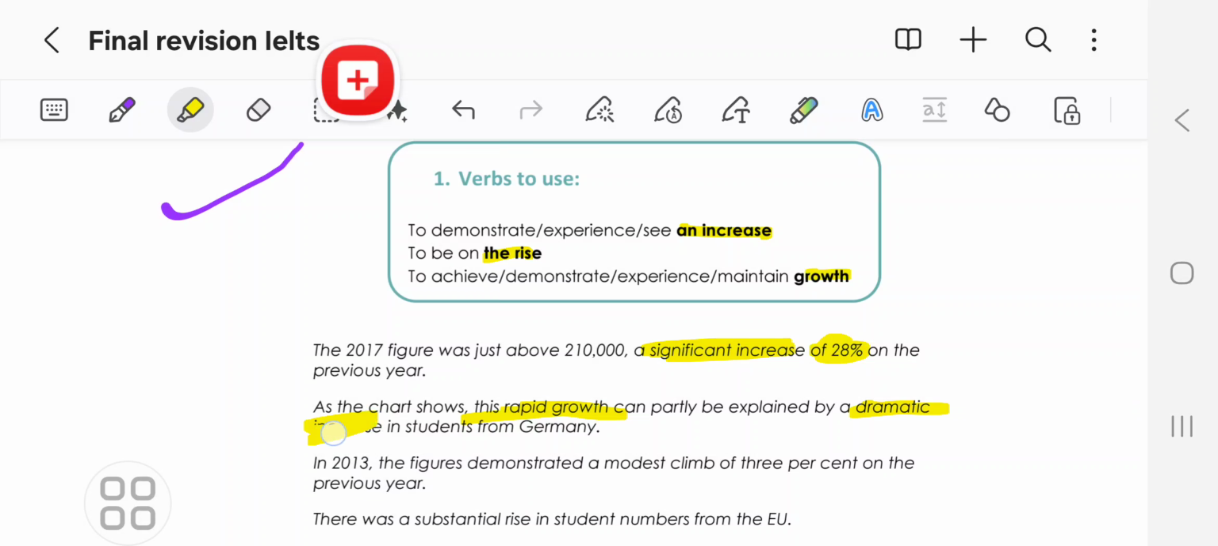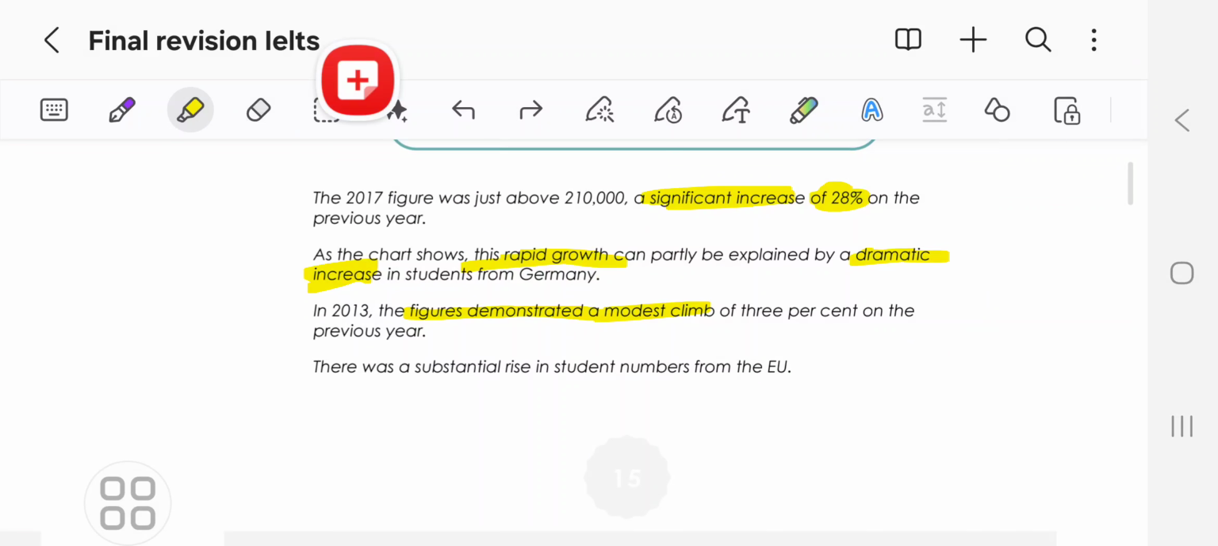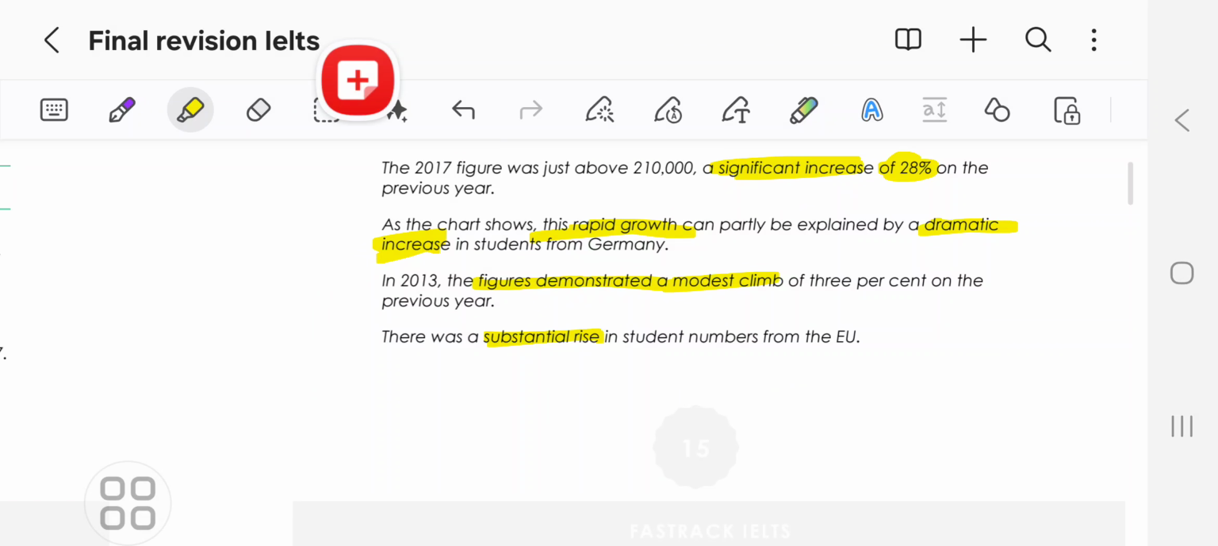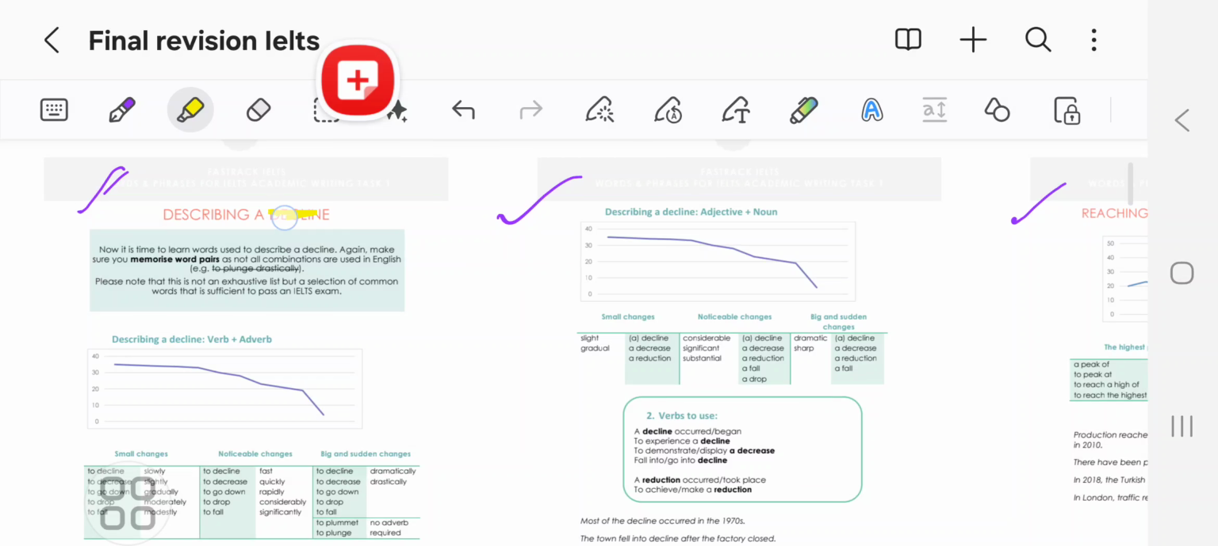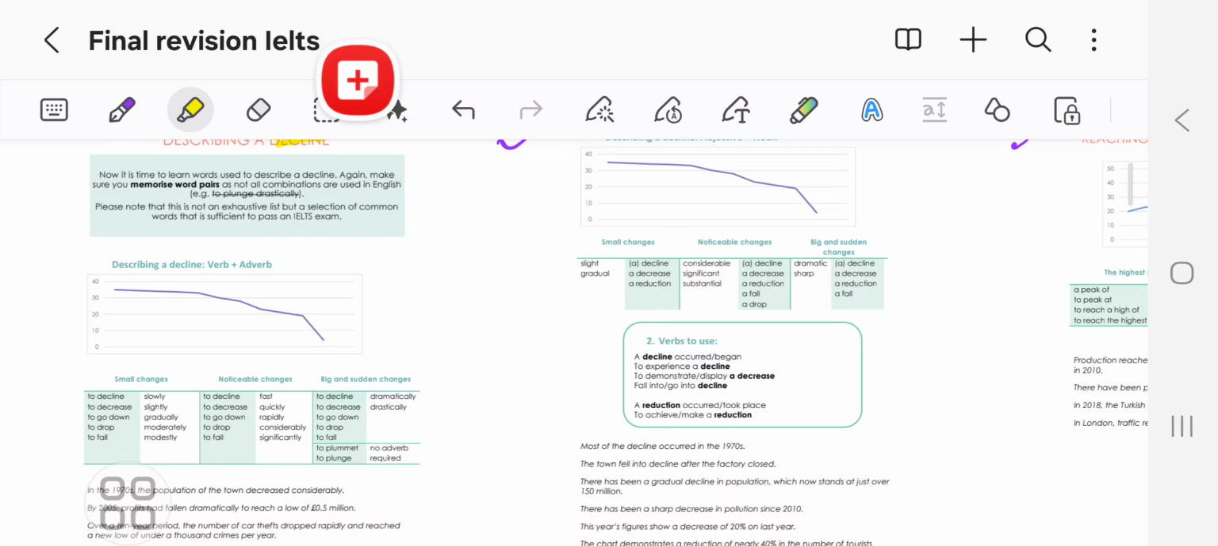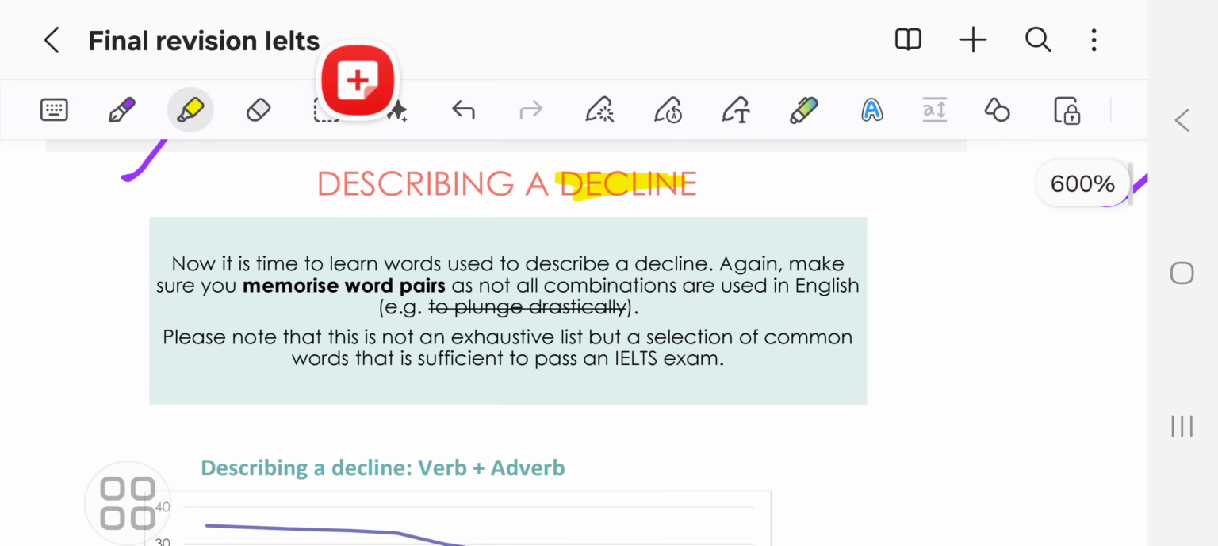So first there was slow growth, then rapid growth, followed by a dramatic increase. The figure demonstrated a modest climb, 3% on the previous year. And there was a substantial rise in the student numbers from the youth. Okay, so remember that. Now you have to describe the decline. So now it's time for us to learn the words that describe the decline.